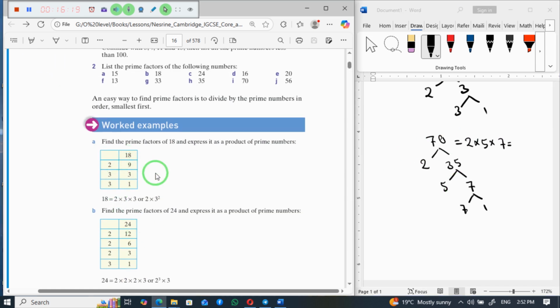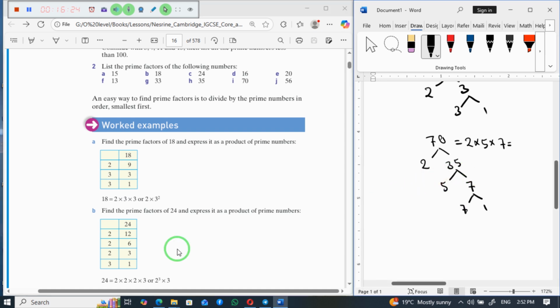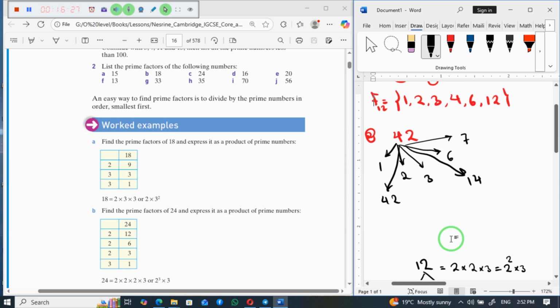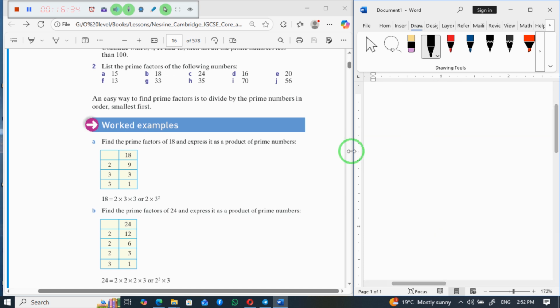Here is another method, the tree diagram, and we can also use a table. For example, here we find the prime factors of 20. We write 20, draw a vertical line, then a horizontal line, and use the smallest prime number, 2. 20 is divisible by 2; 20 divided by 2 is 10. Then 10 divided by 2 is 5. Then 5 divided by 5 is 1.